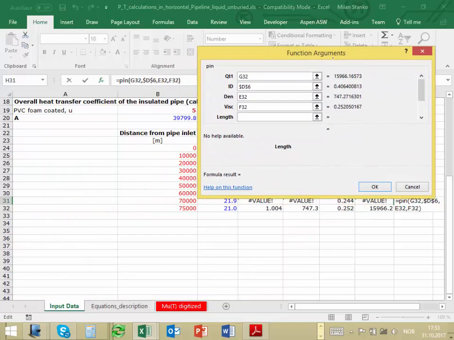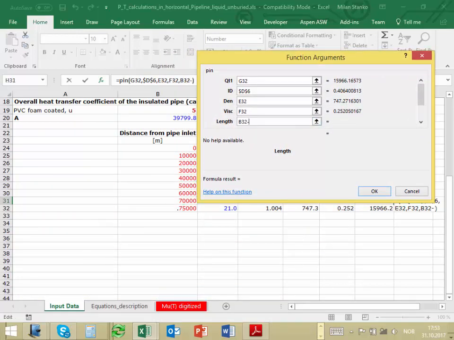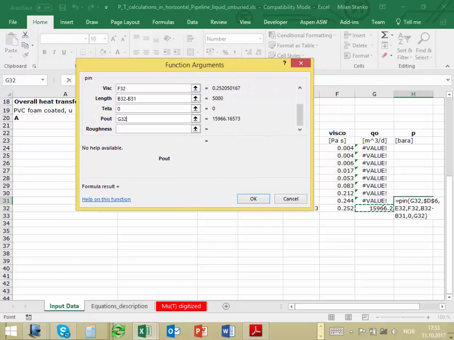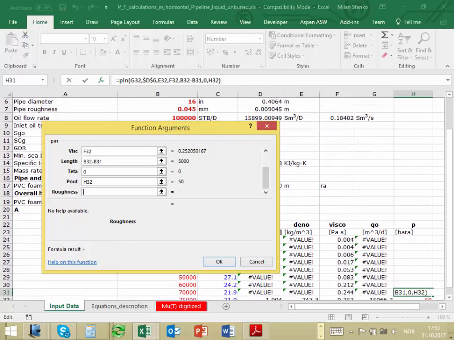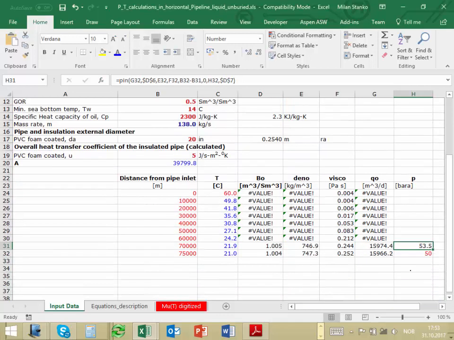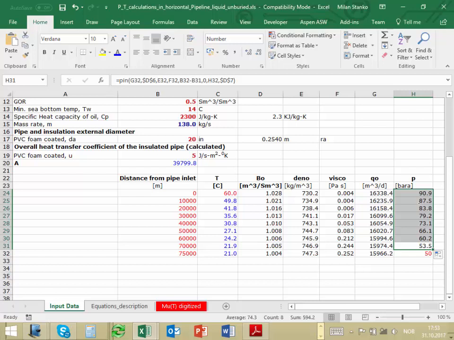Length, the length will be just this one minus the current. The angle, in this case, is horizontal, so I put 0. P out will be actually the pressure here, 50. And the roughness, I also should block it. Be careful with that. And it's here. Okay, and it says I got 53 pressure drop in that segment, and the roughness should be blocked. Then I pull it up, and everything will start to come up.